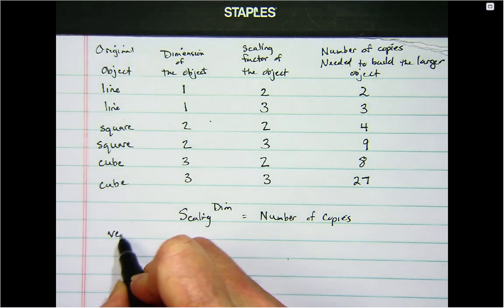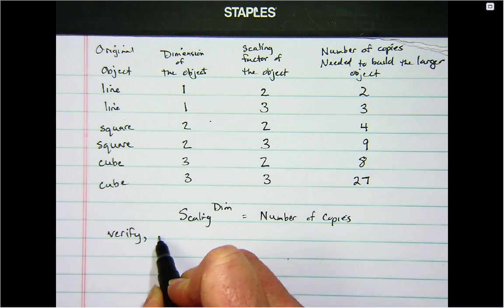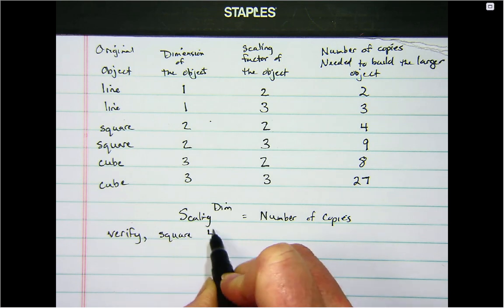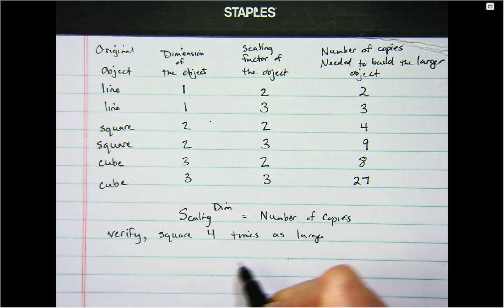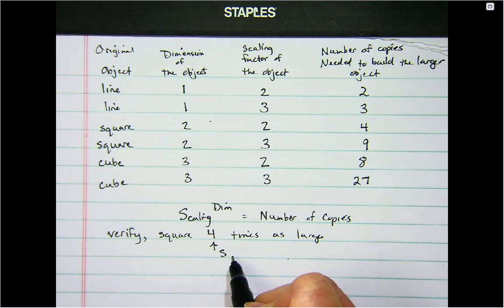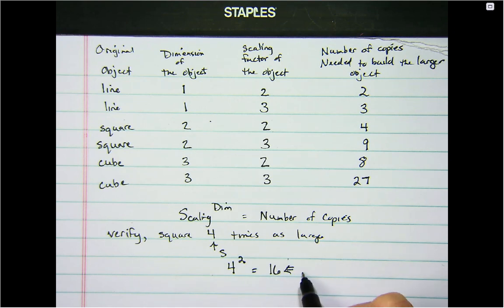So let's verify that. If we take a square 4 times as big, the scaling factor would be 4, and the dimension is 2, so we'd have the scaling factor 4 raised to the second power, that would be 16. So 16 copies needed. The scaling factor would be 4, the square is 2 dimensions, and this predicts that we would need 16 copies. So let's just verify that.